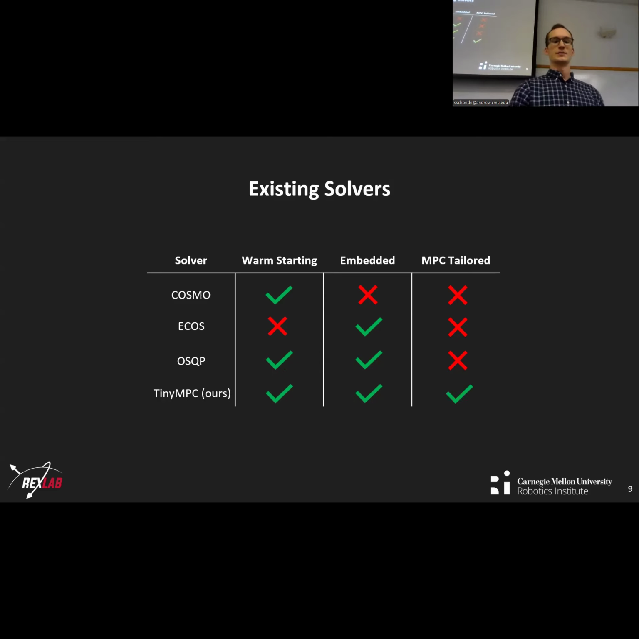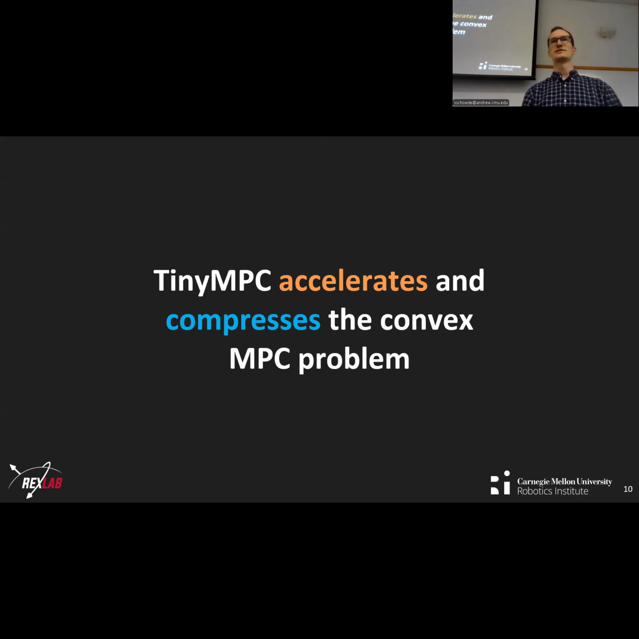And that's where TinyMPC comes in. This is the solver that we're going to be talking about today that we created to solve this issue. TinyMPC takes some of the knowledge we have from optimal control and classical control and pairs this with the temporal structure of the model predictive control problem to accelerate and compress the problem. And that just means we're trying to make it faster, and we're trying to reduce the memory footprint of the convex MPC problem.